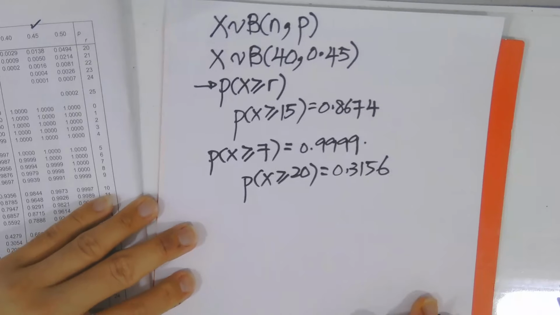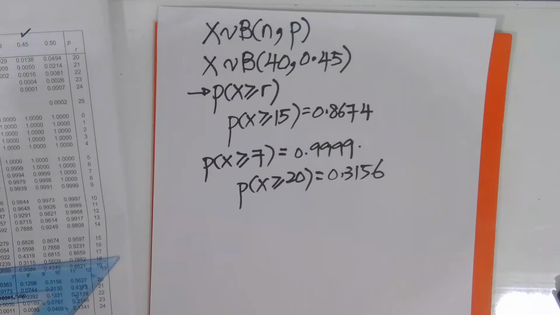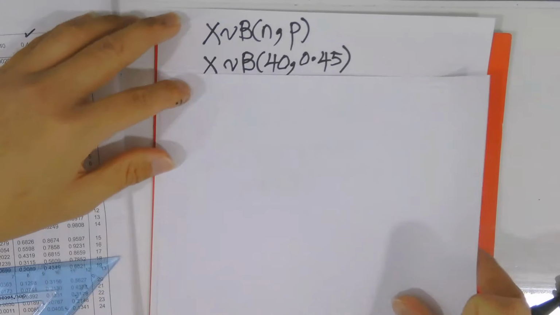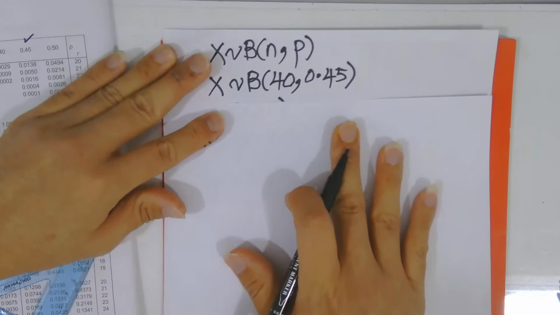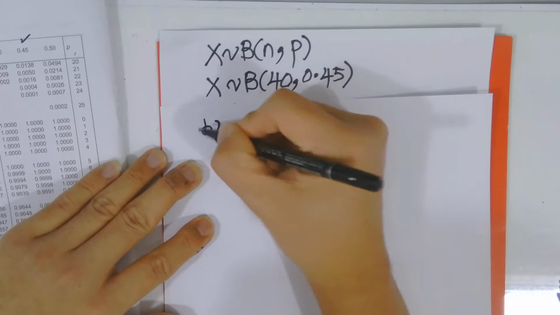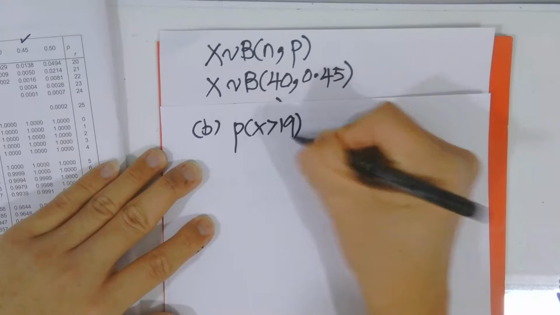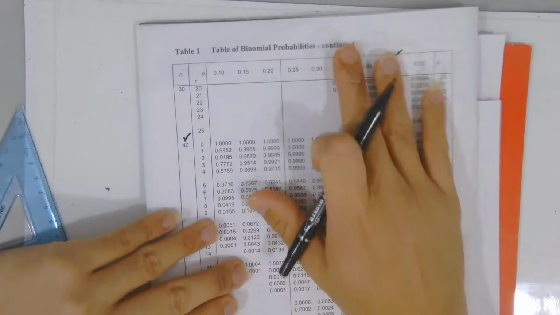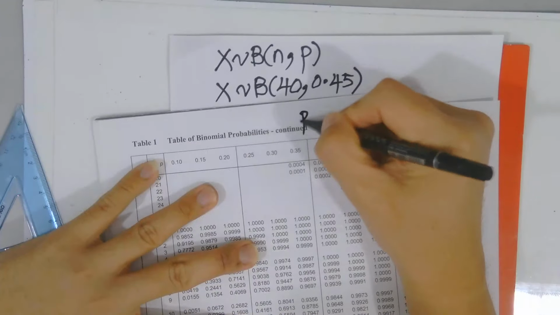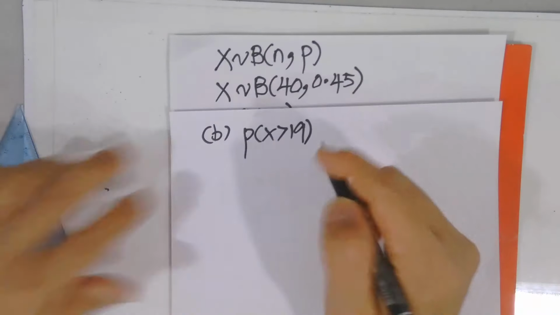Now we go for the second part of this video. How if I ask you to find a probability for the same distribution? Part B. Let's say I want to find the probability of X greater than 19. As we know, if we want to use this statistical table, we have to follow the format of P(X greater than or equal to r). This is the format for our matriculation program statistical table.